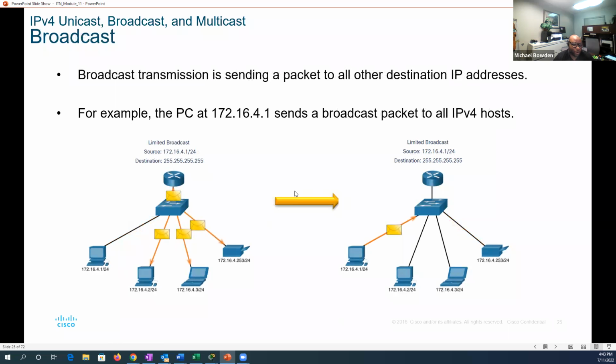Then you have your broadcast, which is one to many. It shows here from the PC, our source, and then our destination, where it goes out to all the devices except for the device that sent it. So that's your broadcast, one to many, and Unicast, one-to-one.